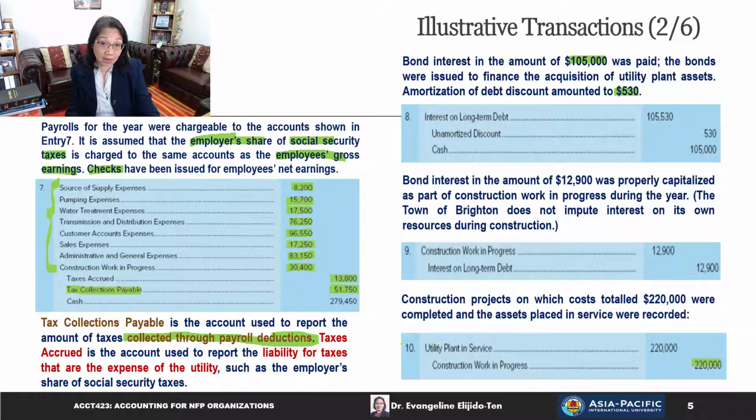And what do we debit? Debit utility plant in service 220,000 because now that construction project is already in service.